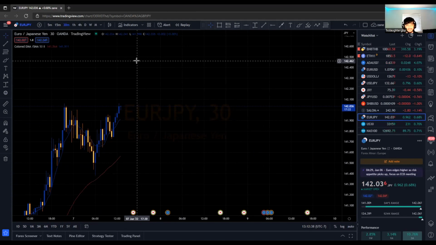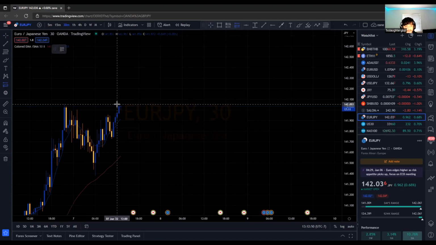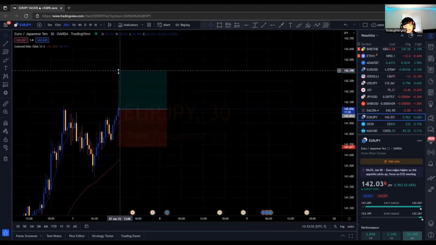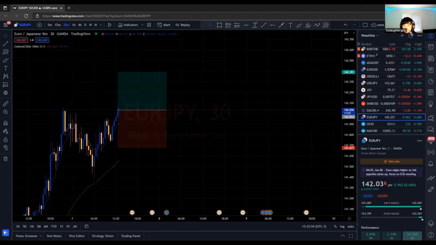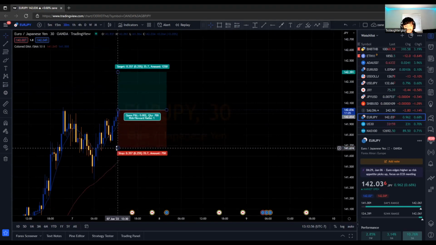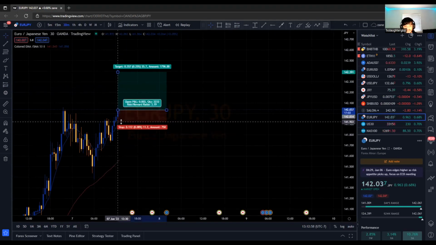EuroGPY. EuroGPY is also a good pair to trade, but the only downside about this pair is, let's say if you enter a trade, you're going to have to wait longer. Same thing with GU. The waits are longer. It's just because they're less volatile.